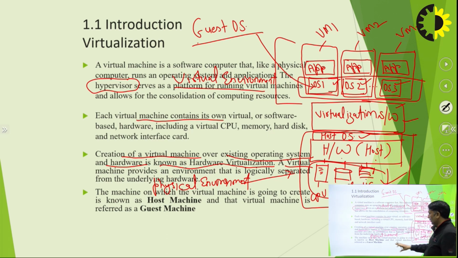So, the machine on which the virtual machine is going to be created is known as the host machine, and the virtual machine is referred to as the guest machine. Because this is the host OS, this is known as the host machine, and this virtualization software enables different operating systems to run concurrently, that is, the guest operating systems. That is why the virtual machine, basically VM, is known as the guest machine. Okay, I think it is clear.